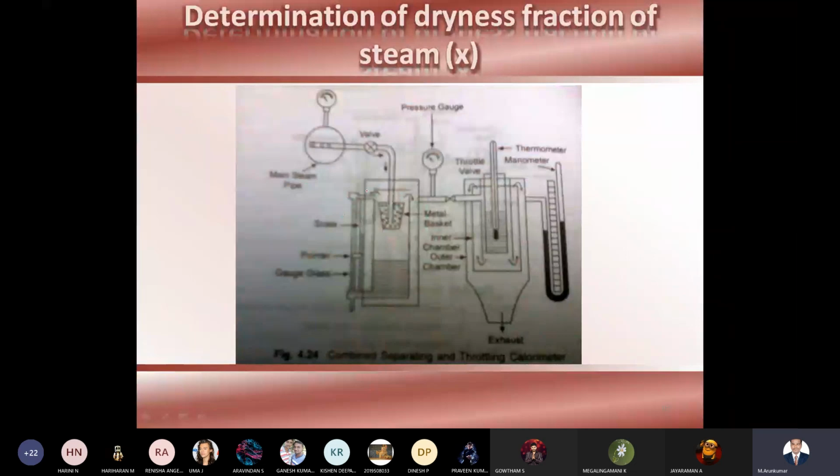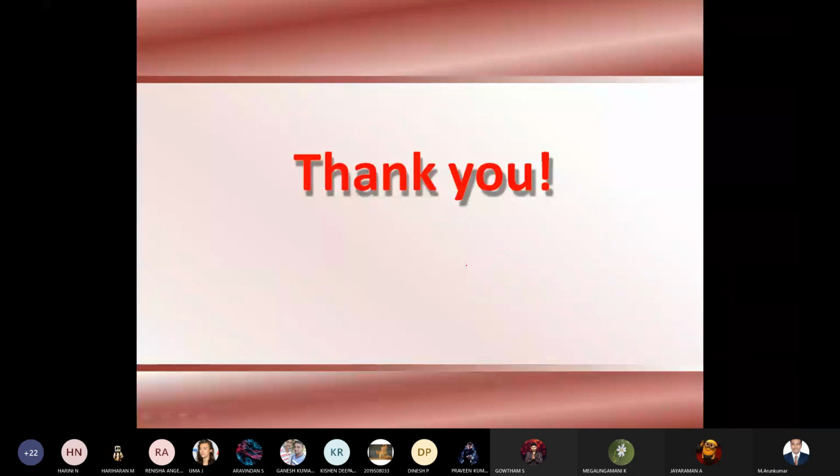This is your separating calorimeter. Water is separated, and the water and steam mixture is separated. So this is your separating calorimeter. Then from this we take the steam to the throttling calorimeter. So here is the throttling valve. Then the combination of this series of the two will give you the exact value of the dryness fraction. So that is the thing.